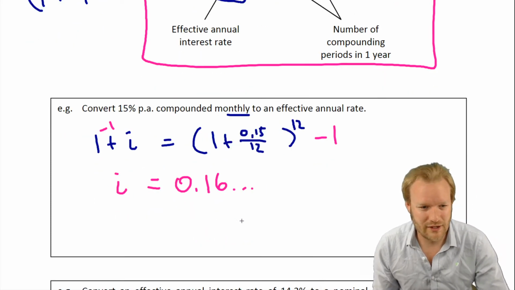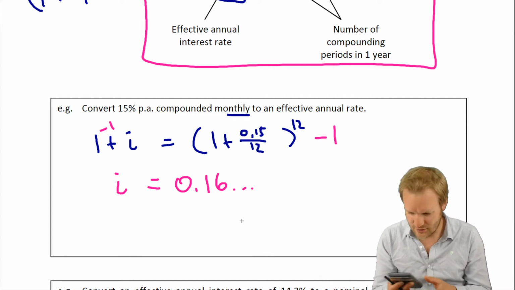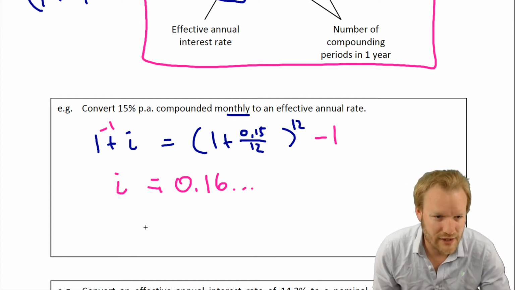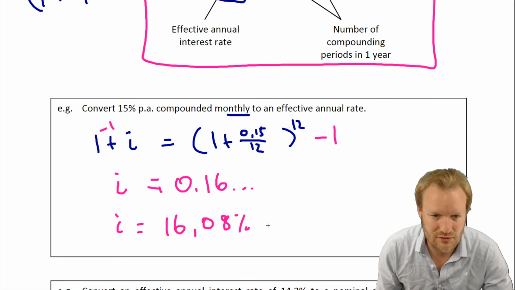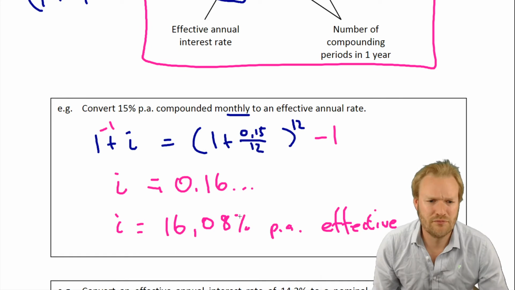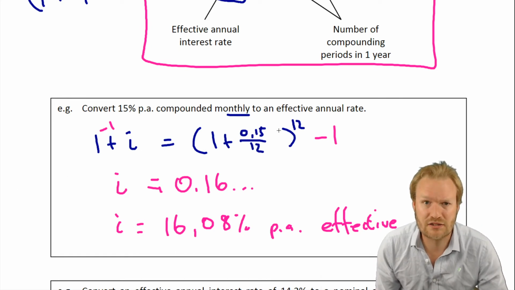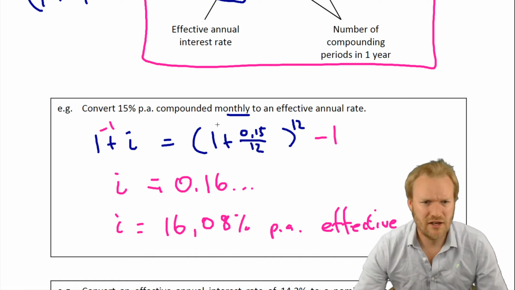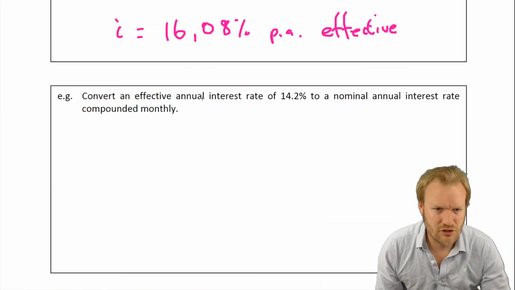0.16, whatever it is, and then we just go times 100 equals, and we get the interest rate is 16.08% per annum effective, if we really want to write that in. But that's it. 1 plus i, and the right hand side looks like the ones we did before. I think it's going to be useful. Let's get into another one just to show this.